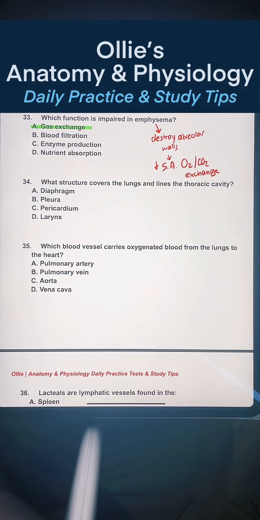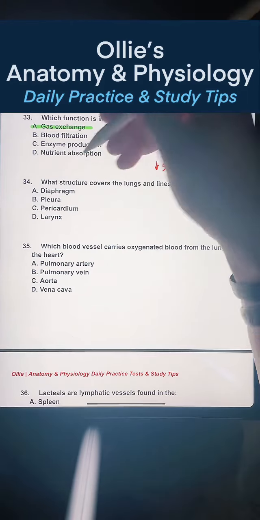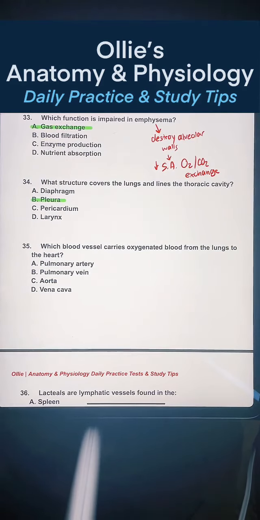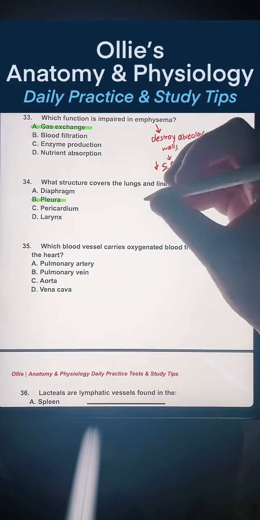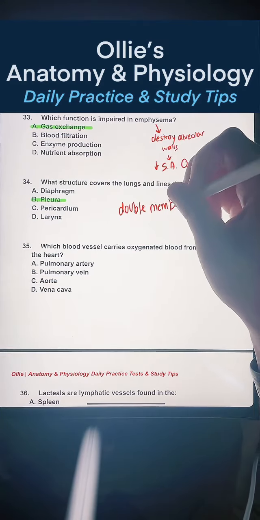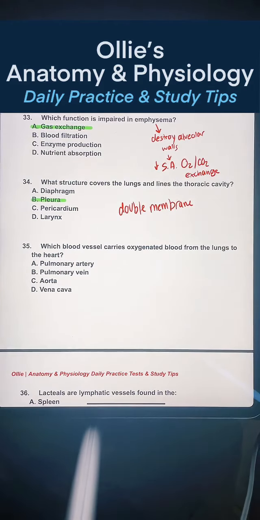What do we think number 34 is? I'm seeing some A's, some B's. So 34, the answer is the pleura. The pleura is the structure that covers the lungs and it lines the thoracic cavity. The pleura is a double membrane. It surrounds each lung and lines the chest cavity. The diaphragm is the muscle under the lungs. The pericardium covers the heart, and the larynx is the voice box.